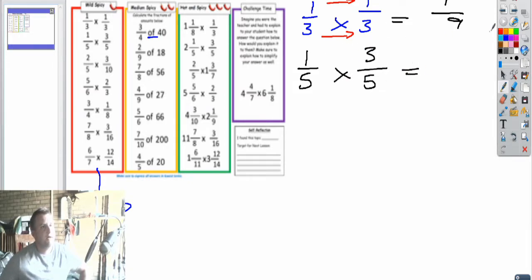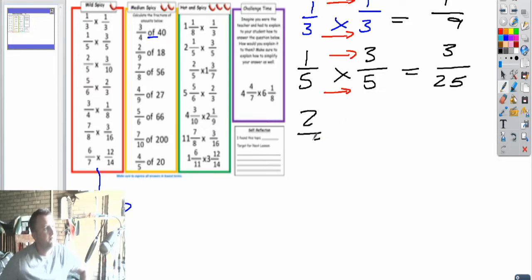Okay, we're going to multiply the numerators together. We're going to multiply the denominators together. We multiply the two numerators, 1 times 3, which equals 3. And we're going to multiply 5 by 5, which equals 25. Can you simplify that? I don't believe so, because I don't think either number goes into 25 or 3. We'll go again.